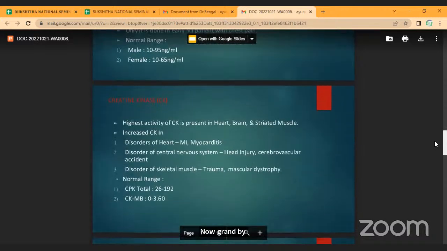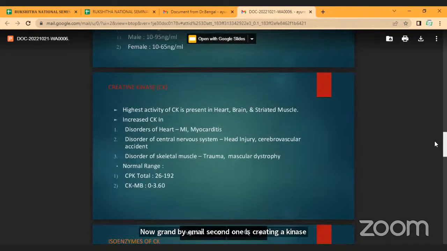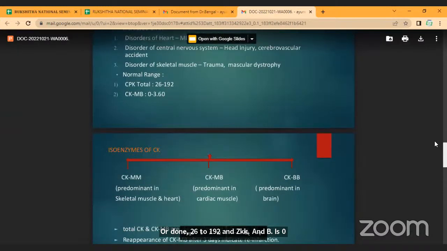Second one is creatine kinase. The highest activity of CK is present in heart, brain, and striated muscle. CK is increased in disorders of the heart, that is myocardial infarction and myocarditis; disorders of the central nervous system, such as head injury and cerebrovascular accident; and disorders of skeletal muscle, such as trauma and muscular dystrophy. Its normal range is CPK total 26 to 192 and CKMB 0 to 3.60.